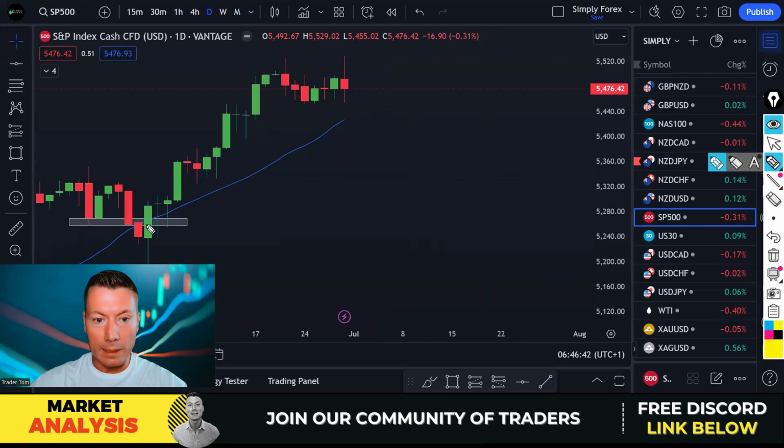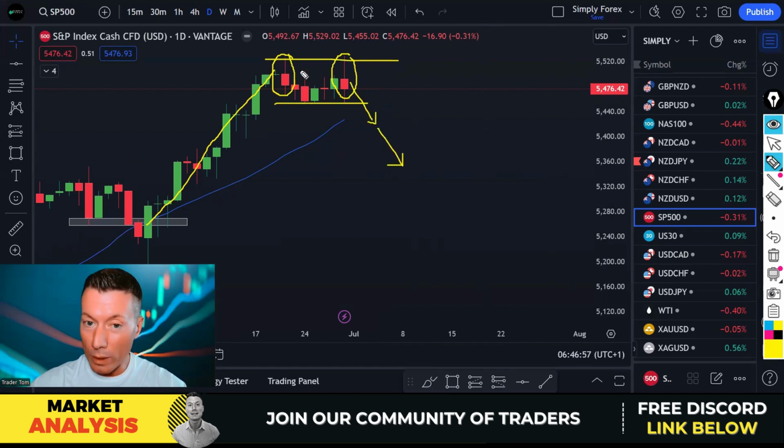Price has come up, was clearly in an uptrend, bearish candle, right? And then at these highs, another bearish candle. Okay, if we got a break of these lows, I could potentially be interested in looking for sells on the S&P as well.